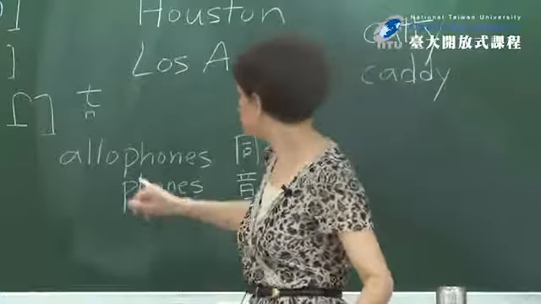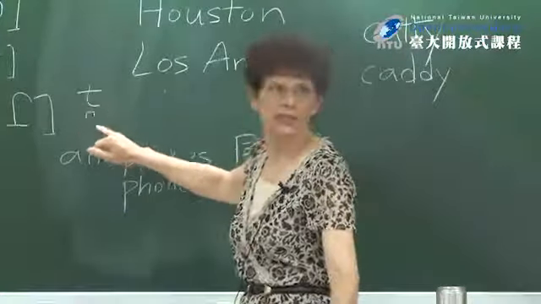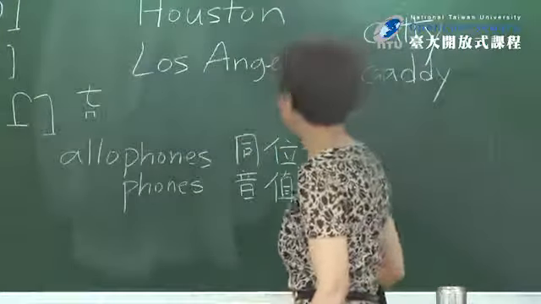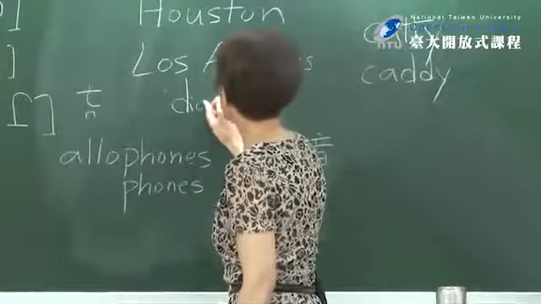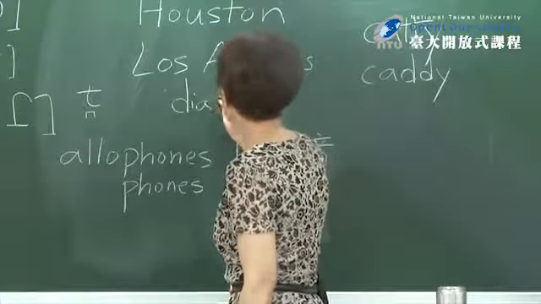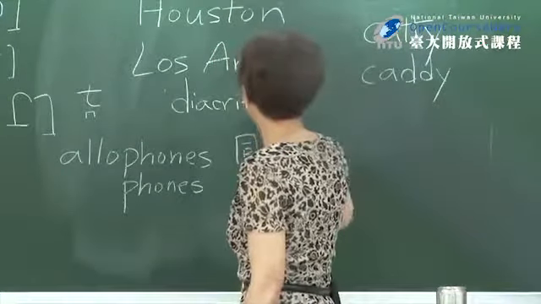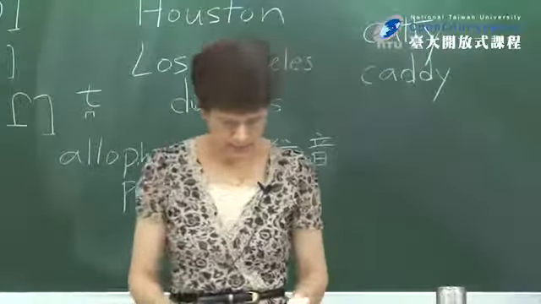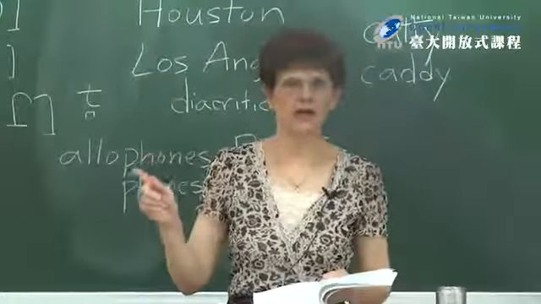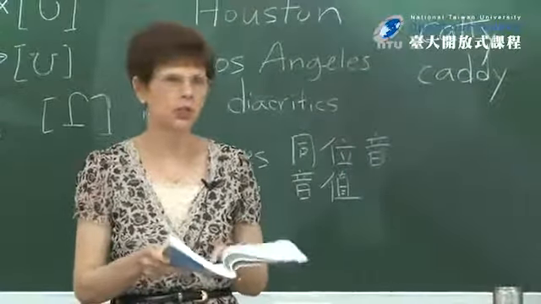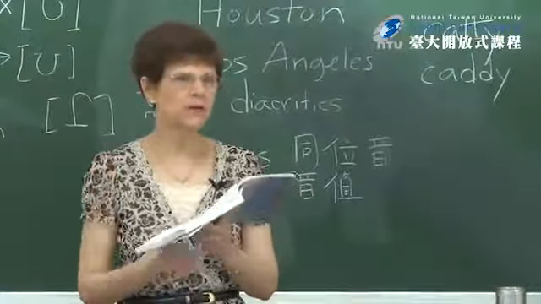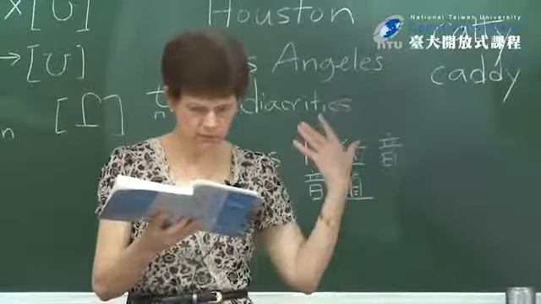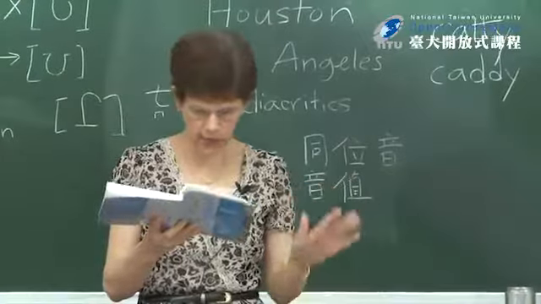These extra symbols like this, which show that a sound is dental, these are called, we've already had the word, what is it? Dia what? Everyone, diacritics. All of these extra symbols are called diacritics. We add them to show the small variations in pronunciation of a sound in context. And these variations are called allophones. We already covered that.